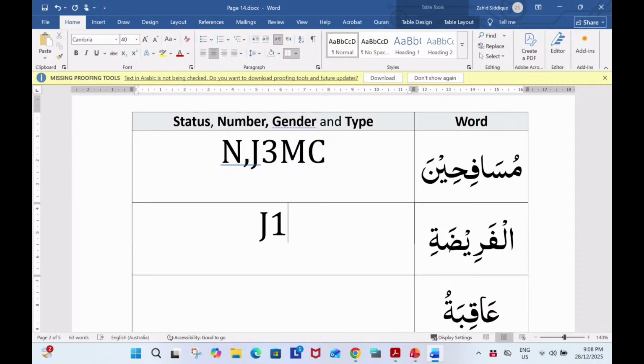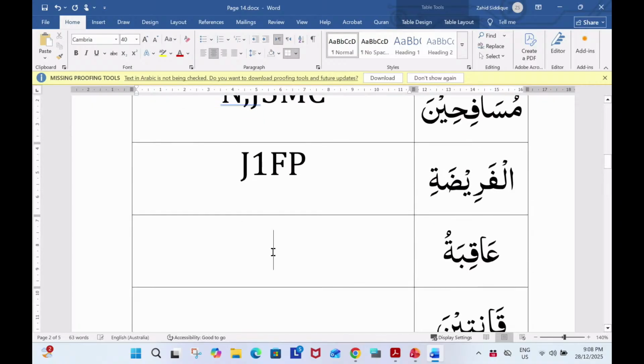Now with respect to the gender, what would be the answer? Feminine, why? It is ending with the ta marbuta, the rounded ta, so that's why it would be feminine. Is it proper or common? Proper, why? It's starting with al, which tells us that this is proper. Now I'll try to make it quick so that we can complete all the practice, inshallah, and you let me know if you have any confusion with any of these questions.